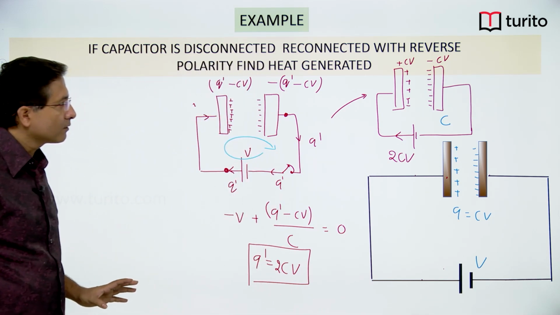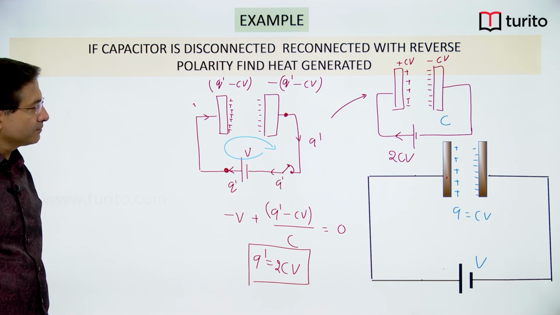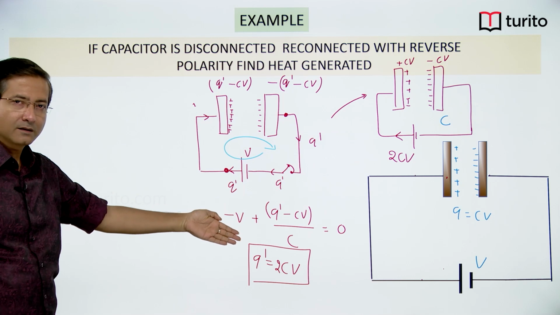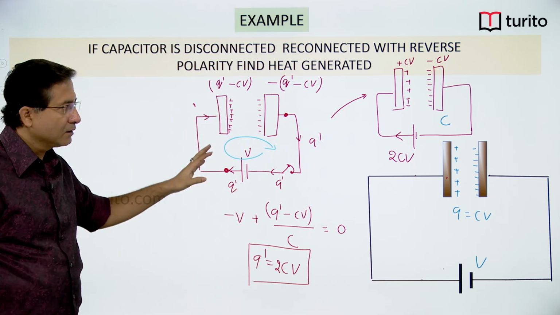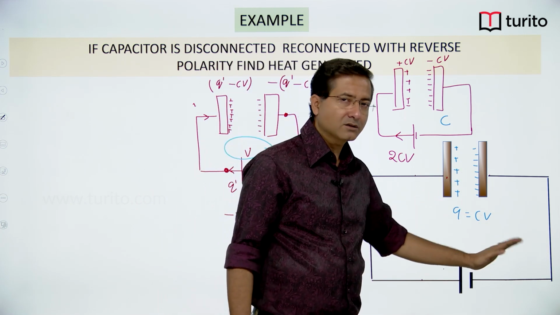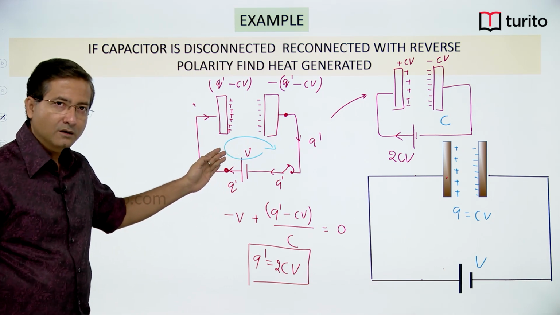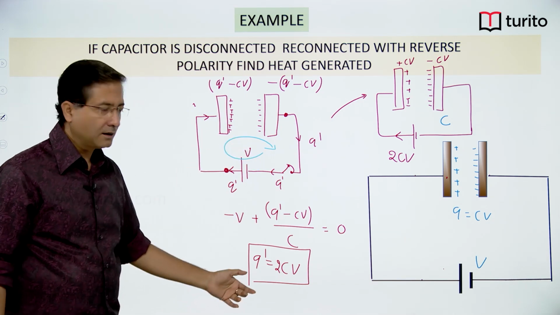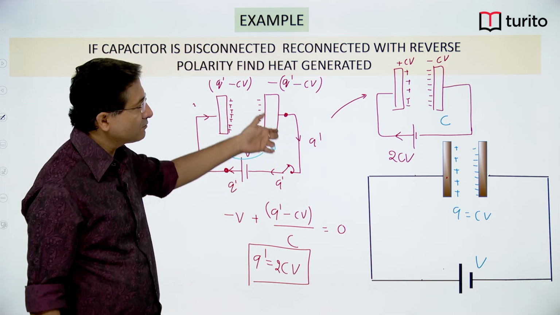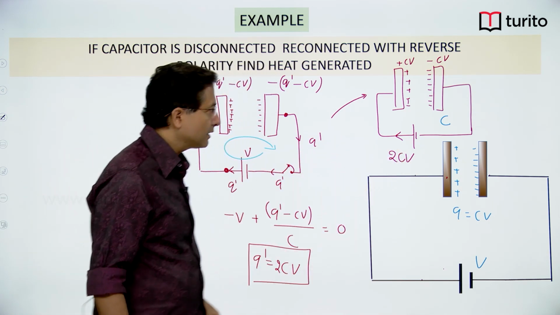Now, if I ask how much work the battery is doing, I hope this part is clear. So, I will erase this part. What I have done: the capacitor was initially having charge, I just close the switch, charge flows. Using Kirchhoff's law, I came to know how much extra charge will flow. That extra charge we got is 2 CV, right.